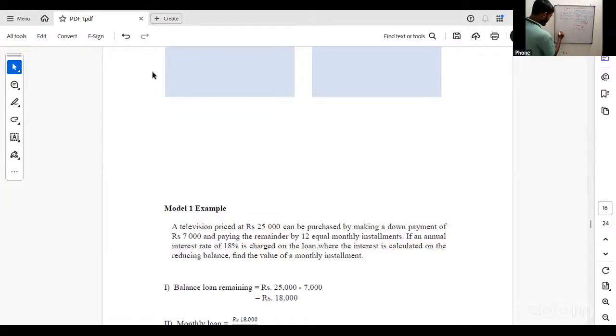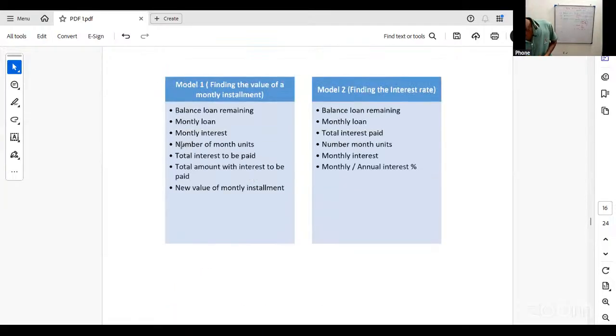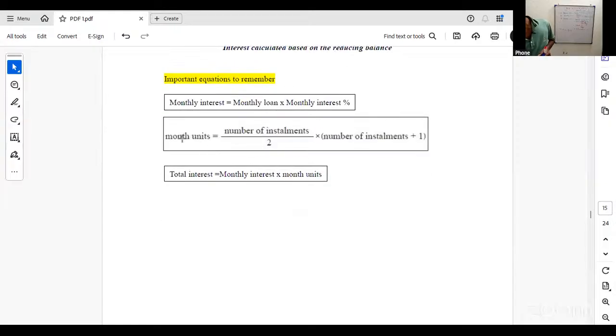Then the fourth step. What's the fourth step here? Fourth step is to find the month units. That equation we have also given here: month units equals n over 2 into n plus 1, where n is the number of installments.